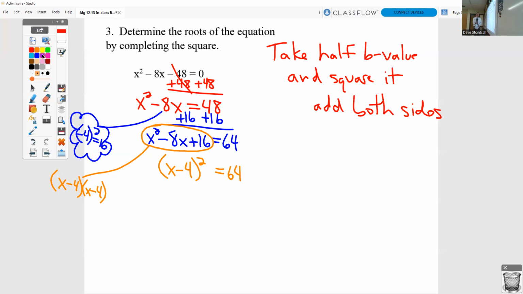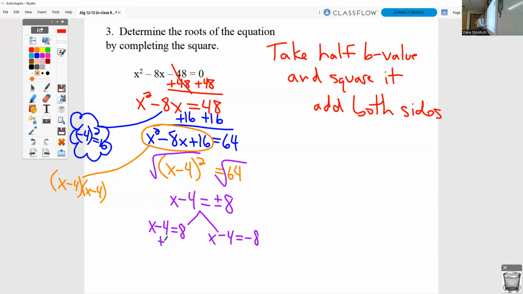Now, the opposite of squaring a number is to take the square root of a number. So I want to take the square root of both sides. So I have x minus 4 equals plus or minus 8. The square root of 64 is 8. Now I want to split it and solve both parts. x minus 4 equals 8. x minus 4 equals negative 8. So I'm going to do plus 4 and plus 4. So x equals 12. I'm going to do plus 4 and plus 4. So x equals negative 4. So my two answers are 12 and negative 4.